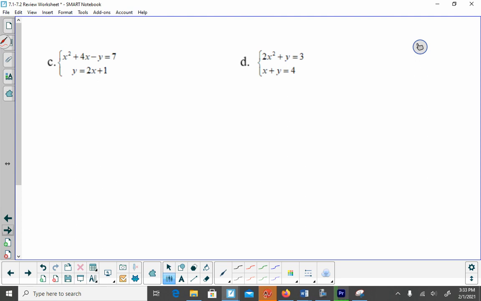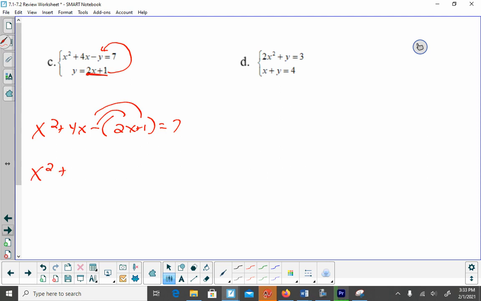C is one with a square, so this one is probably going to be easier to do by substitution since I have y equal to something, so I'm going to put it in for this y. But I have to be careful because I have that minus sign, so I'm going to put that y in parentheses: 2x plus 1 is equal to 7. That reminds me to distribute the negative sign, because the negative sign is kind of like a coefficient. I cannot forget to distribute that.